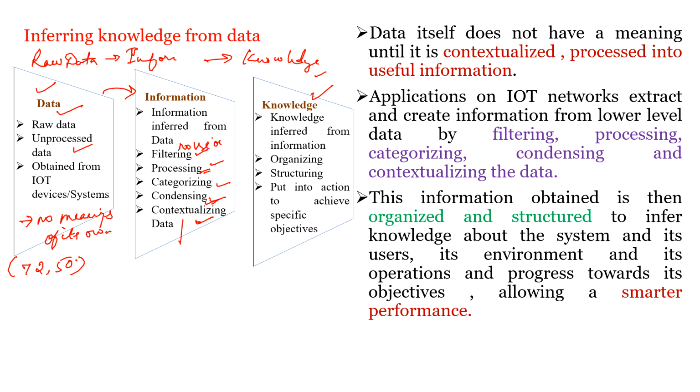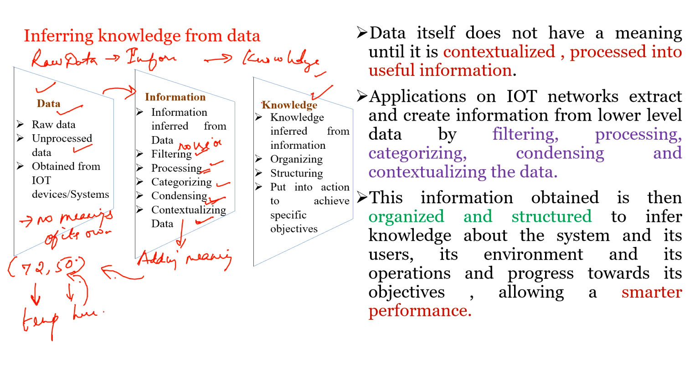And what is contextualizing? It is adding meaning to the data based on time, location, or user behavior. For example, in the previous example of 72 and 50, if we give the values as temperature and humidity, it means that we are giving meaning to the data. This is how the data is converted to information.